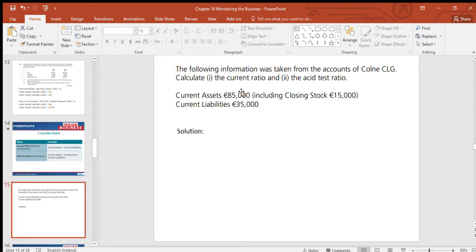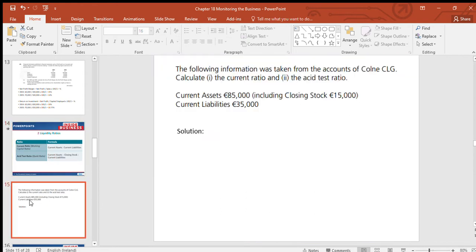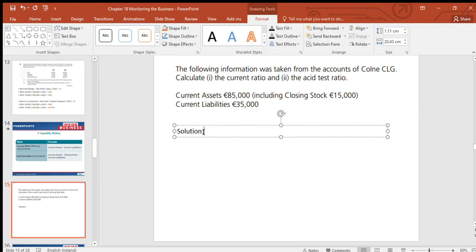I have an example here. Following information was taken into account. Find the current ratio and the asset test ratio. So current assets are 85,000, including closing stock of 15,000. Current liabilities of 35,000, sorry. I need to find firstly the current ratio. So what is the current ratio? Current assets is to current liabilities. What are my current assets? In total, 85,000. So current assets is to current liabilities. That's my formula for my current ratio.